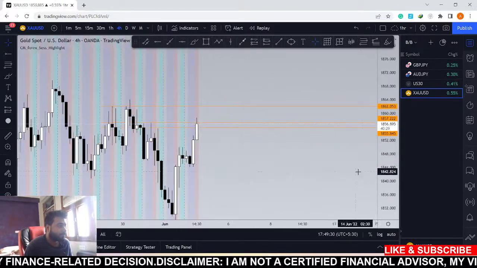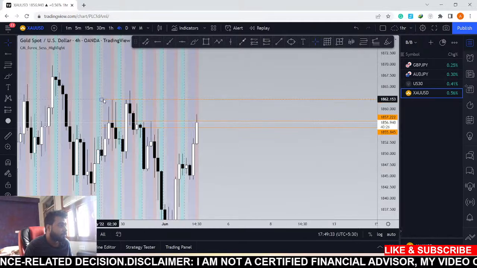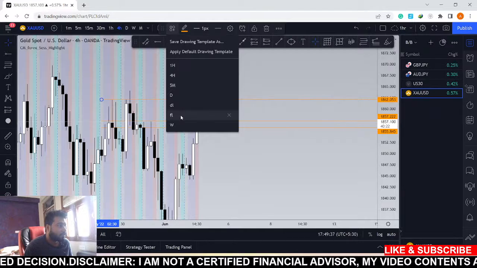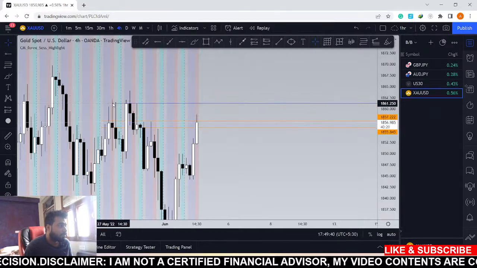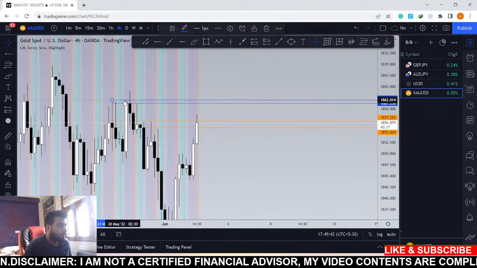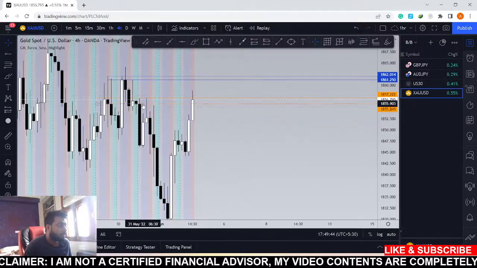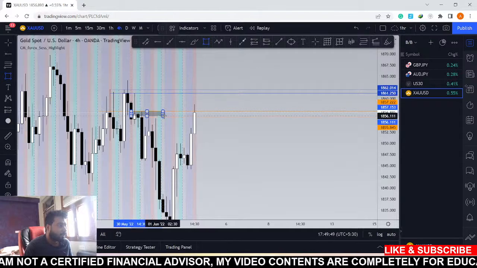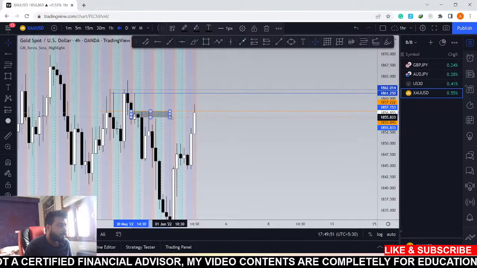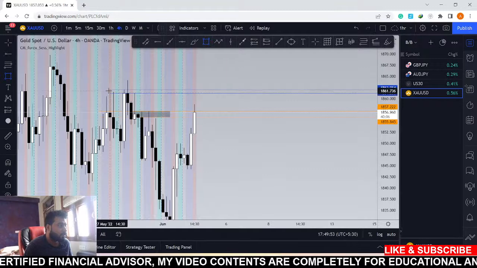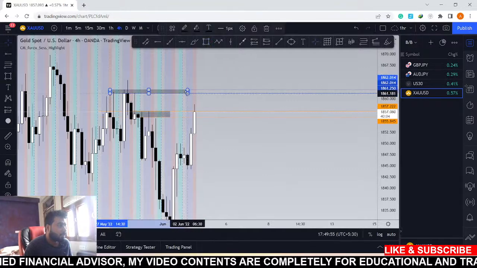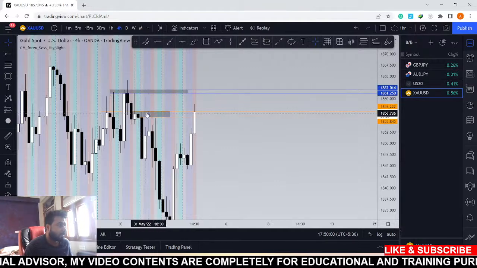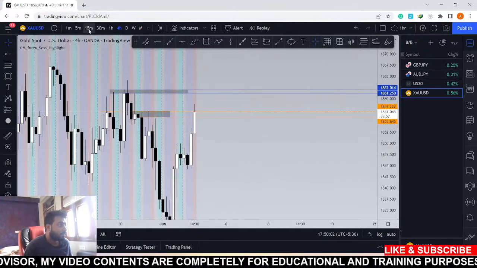4 hours. Let's just make it a little correct. So we have marked our daily zones. You can see how it rejected at this area. Okay. And in 4 hours, you can see at this level the action which is happening at this area.